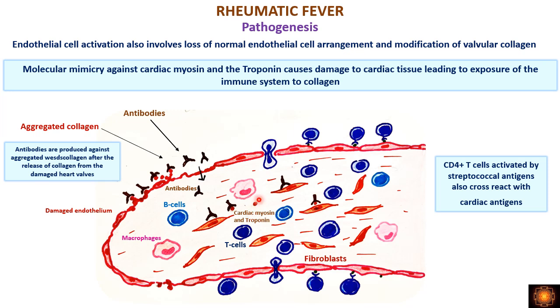Now, continuously they act, causing destruction. The macrophages which are present produce the growth factors, and they cause the fibroblastic proliferation also. And along with the antibodies, CD4 plus T cells, which are activated by the streptococcal antigens, also cross-react with the cardiac antigens. So we have destruction of the valve tissues by the CD4 plus T cells, and also by the antibodies which are entering into the valve tissues.